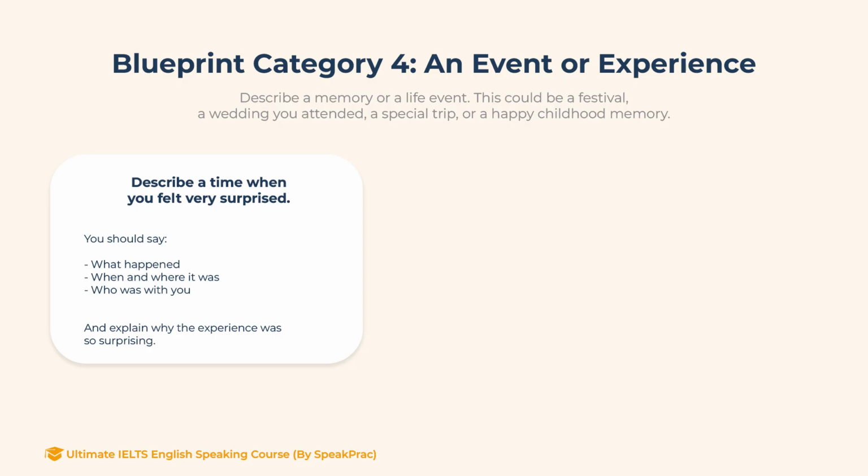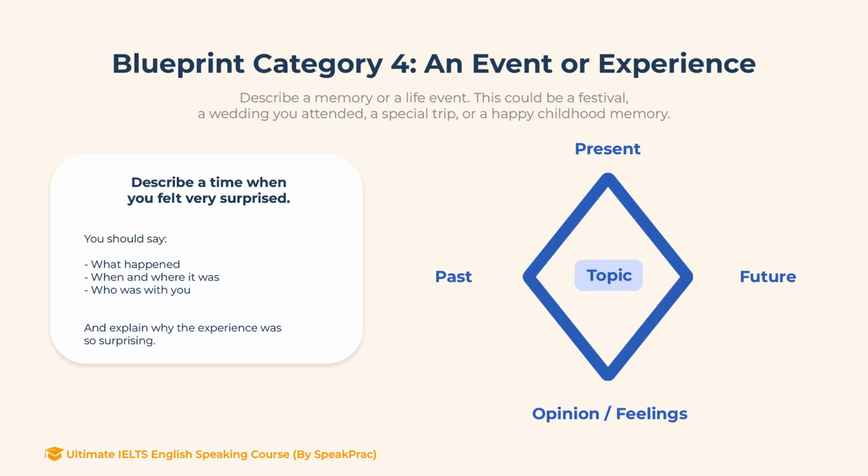You should say what happened, when and where it was, who was with you, and explain why the experience was so surprising. This right here is a storytelling topic. You set the scene as you talk about the past. Describe the event itself as you talk about that present time. You can go into whether you'd like to experience that moment again in the future. And then you can focus on your feelings and the impact that moment had on you, which is your opinion and your feelings. Again, the topic diamond is so relevant here.